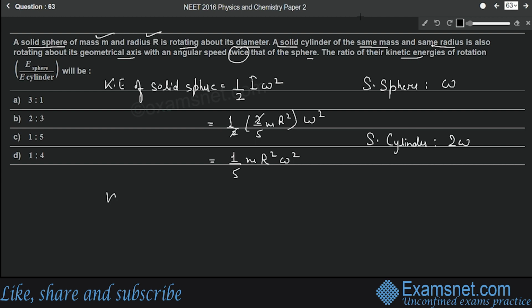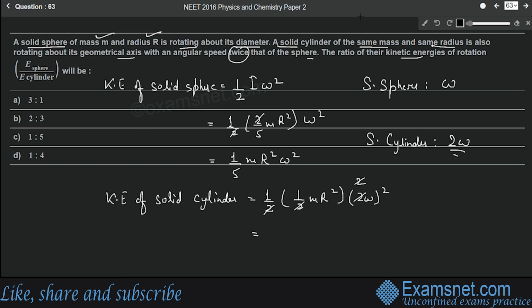Similarly, the kinetic energy of the solid cylinder equals half I omega square. What is the moment of inertia for a solid cylinder? It is half mr square. So half mr square into the angular speed 2 omega, squared. Now if we solve it, 2 omega square is 4 omega square, so the half cancels with one 2 and 2 will be left, and this 2 cancels the other 2. So it will be mr square omega square, right?